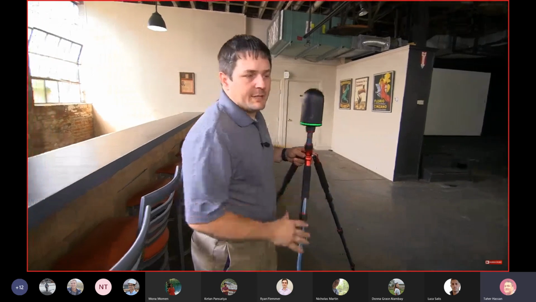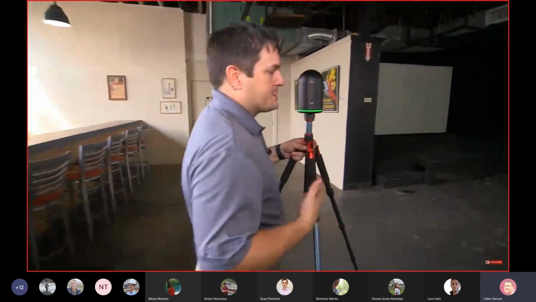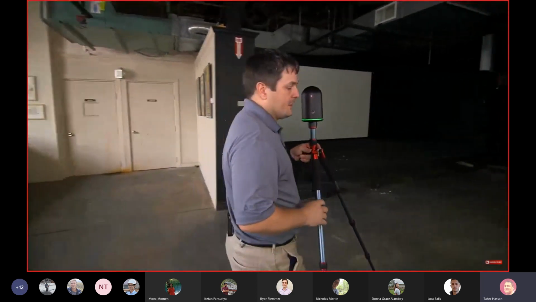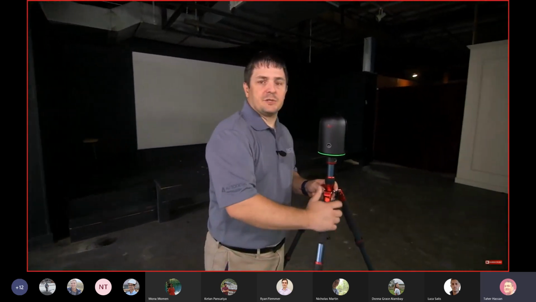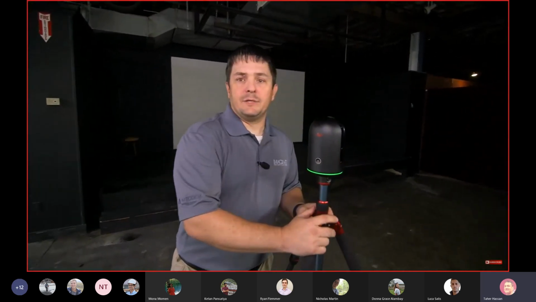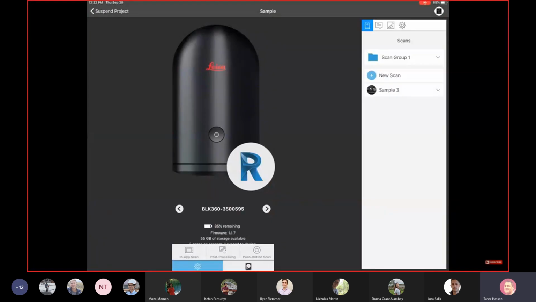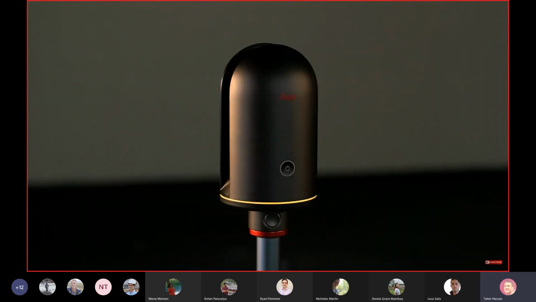So now that the scan is completed, what we're going to do is go ahead and pick up our scanner and move it to the next location. Once I get to my location, I'm going to set it down and make sure that the legs are still secure. Now I am ready to start the second scan. All I need to do is come in here, hit New Scan, and now it is working.